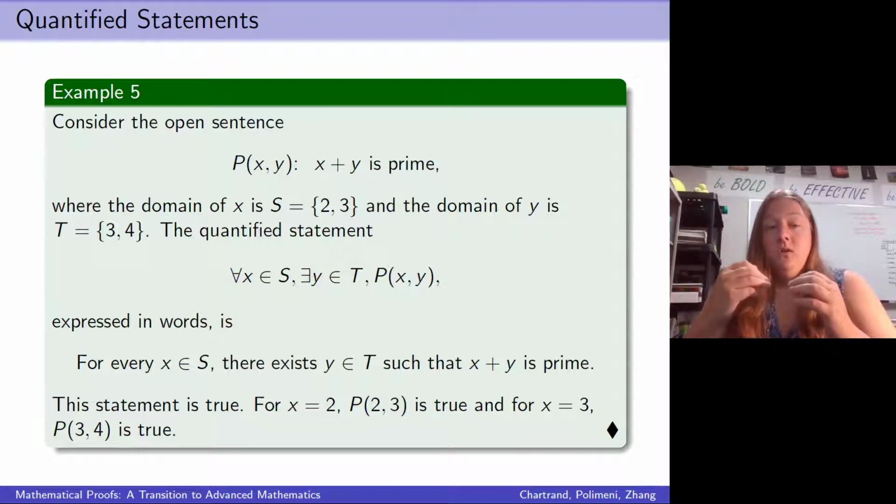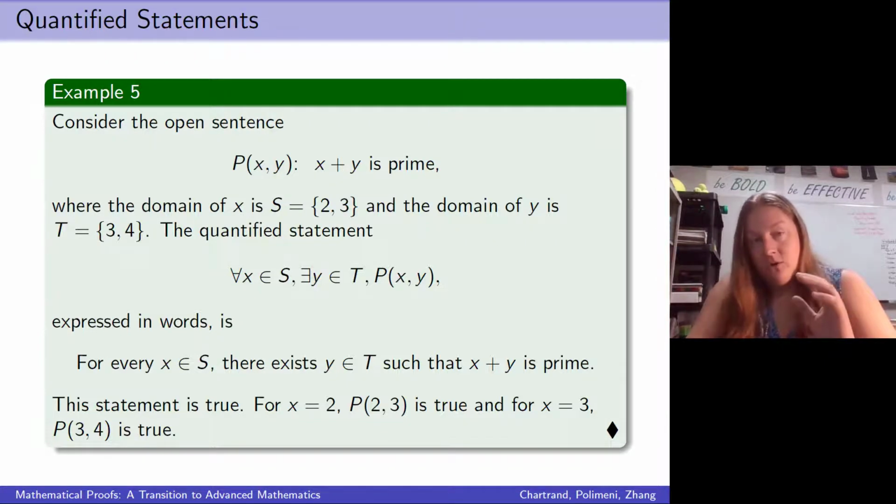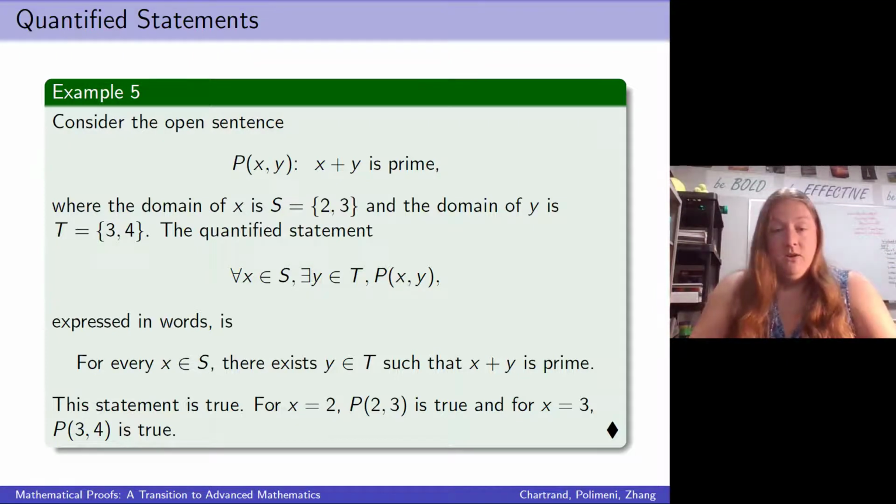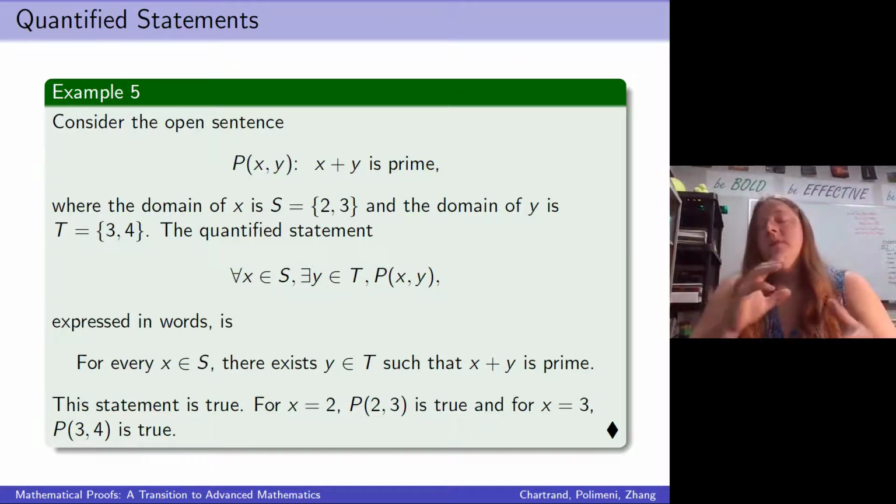So we're going to make a quantified statement here. This quantified statement is going to say, for all X in S, there exists Y in T such that P of X, Y. So every single variable can have a different quantifier on it. I could have had for all x and for all y. I could have had exists x for all y. I could have the pairing that I have. I could have exists and exists, all right? So they get paired up however we want.